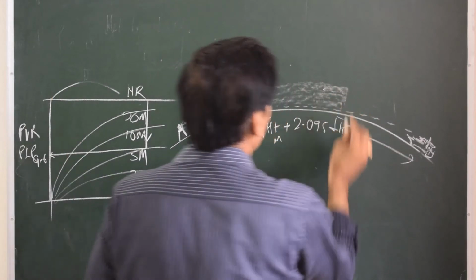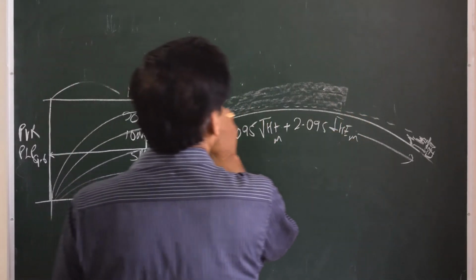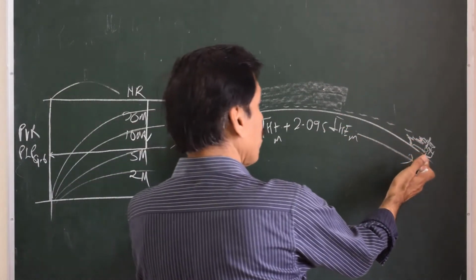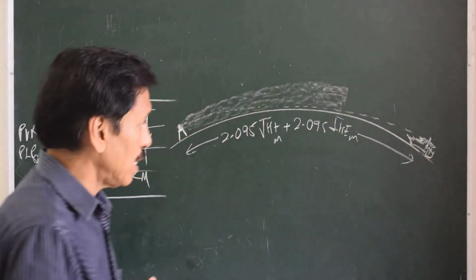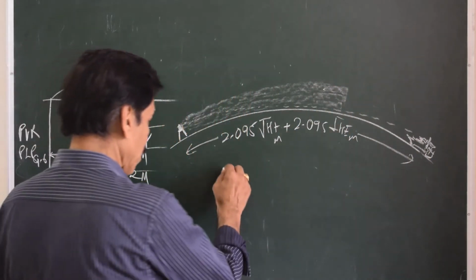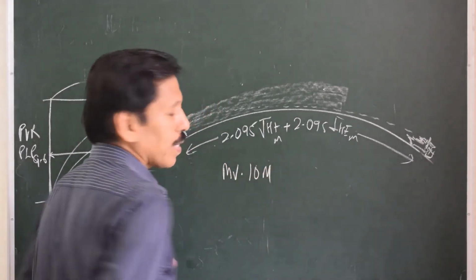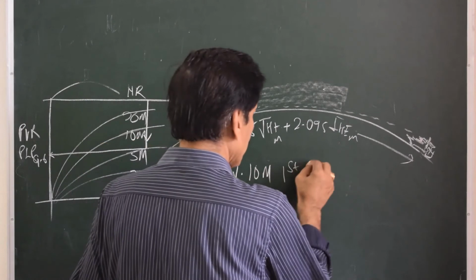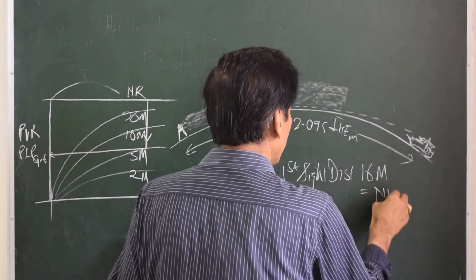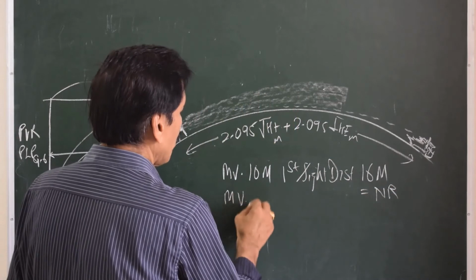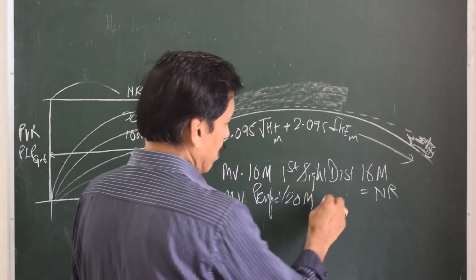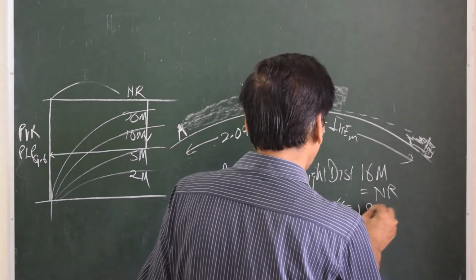That means if the meteorological visibility was 10 miles, you would have seen the light so many miles off. Okay, that means the geographical range is good enough. So if the visibility was 10 miles, then I would have picked this light how many miles off? I would have picked this light 16 miles off. So with meteorological visibility 10 miles, the first sight distance would be 16 miles, which is the nominal range. If the meteorological visibility was perfect, or say 20 miles, then the first sighting distance would have been 18.45 miles.